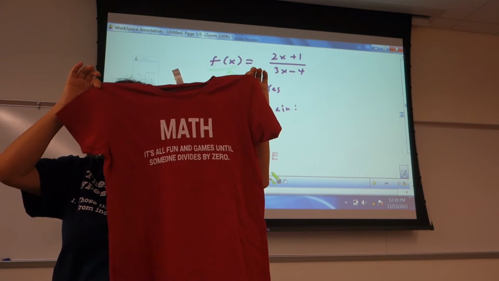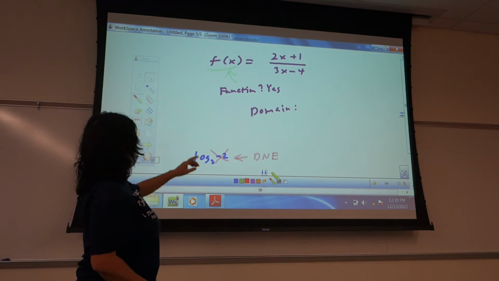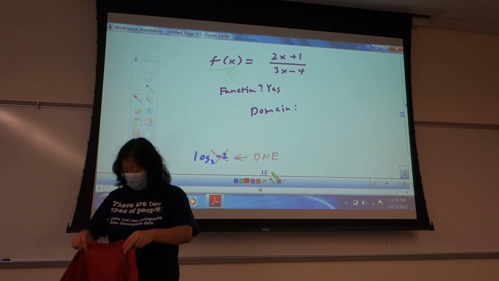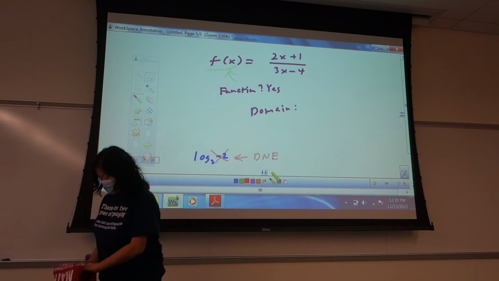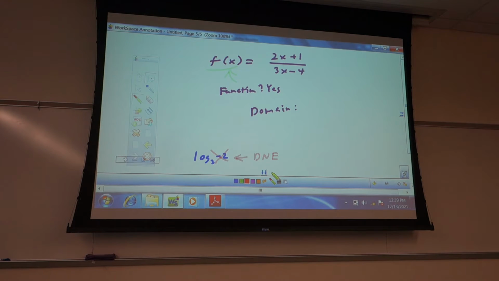So if you cannot divide by 0, or bad things will happen, then what situation here would make bad things happen? What situation here cannot happen? X cannot equal 4/3. Yeah. So what we have is 3x minus 4 cannot be 0. Bad things will happen. So I've got to figure out what x can't be.